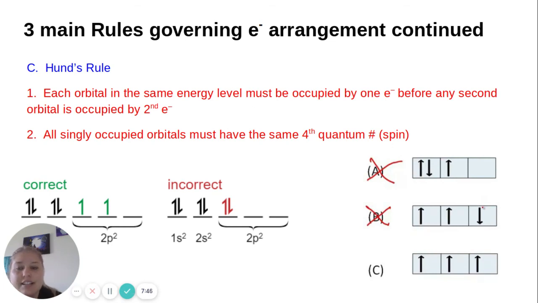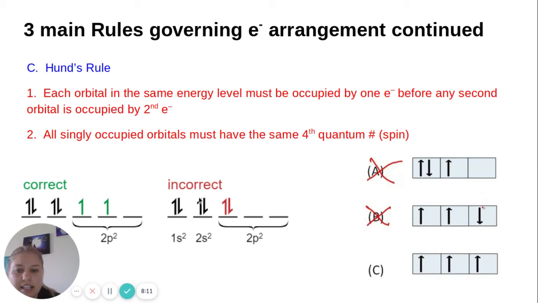Hund's rule is the last one, and it says that each orbital in the same energy level must be occupied by one electron before any orbital can take a second electron. For S, it only has one orientation, so this rule doesn't really apply to S, but it does apply to P, D, and F because they have multiple orientations.